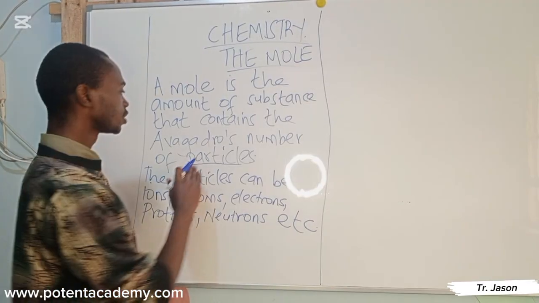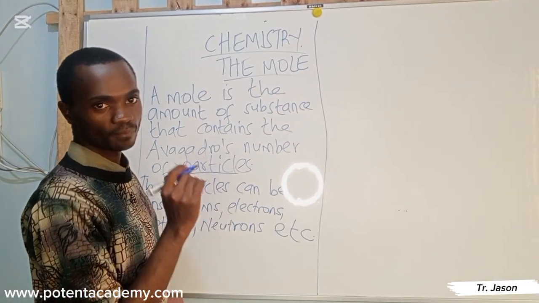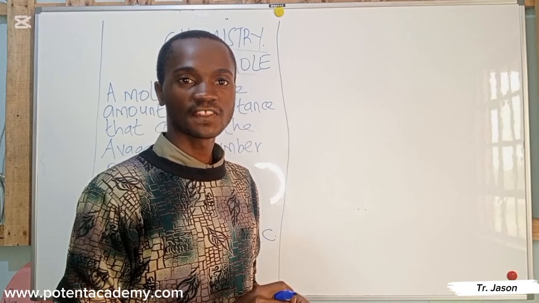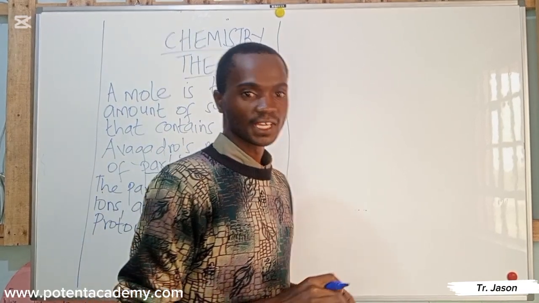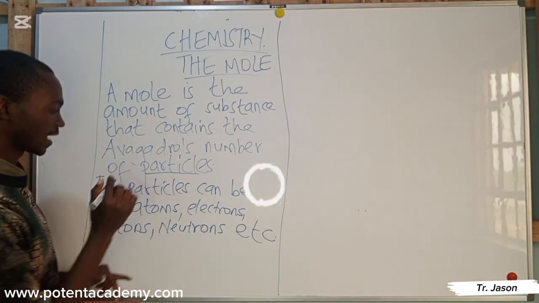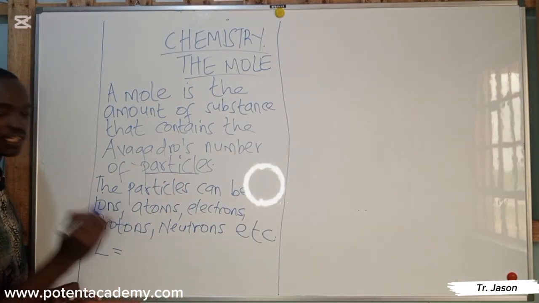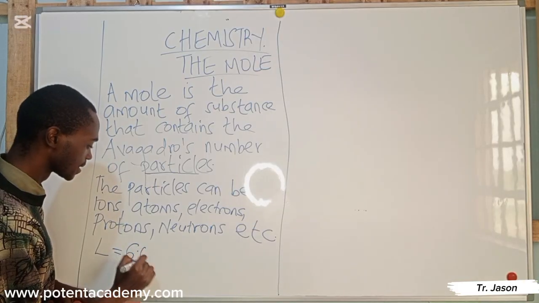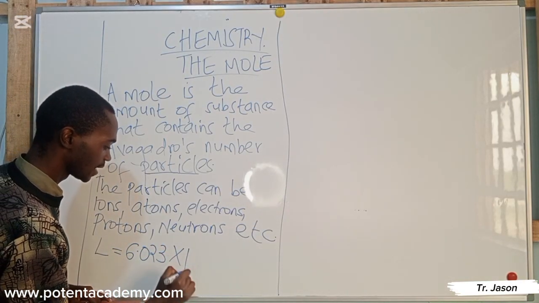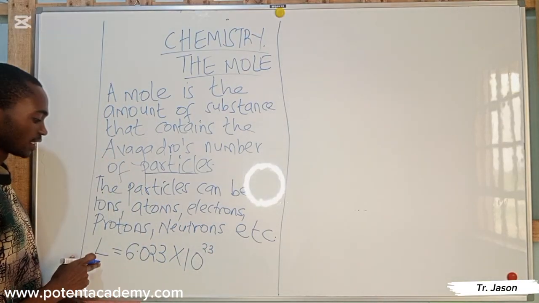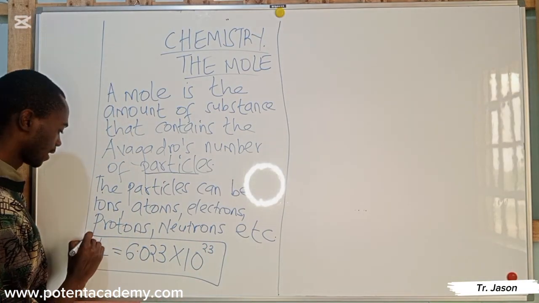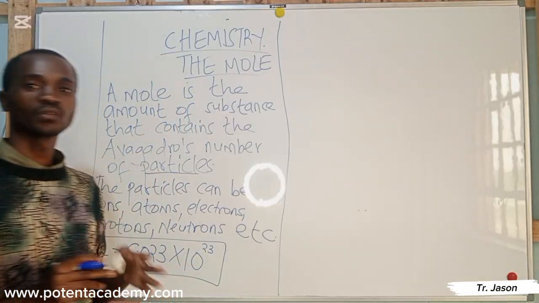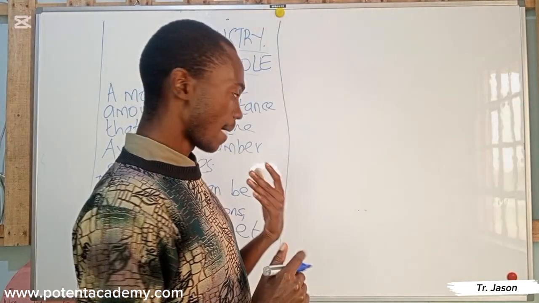Another question comes, what do we mean when we say the Avogadro's number of particles? The Avogadro's number of particles is the number of particles that are there in 1 mole of a substance. It is denoted as capital L, and it is 6.023 times 10 to the power 23. That is what we call the Avogadro's number of particles.